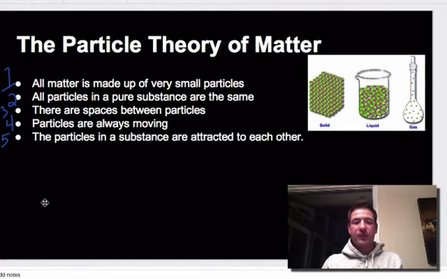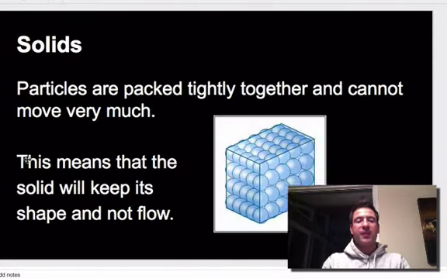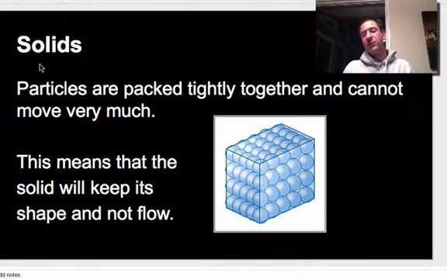Okay, so how do we keep particles in a solid together? Well, they're attracted to one another. They're tightly packed and they're attracted, and that's what holds them together. Okay, but how can we change this? And we'll talk about how we can alter something's state as we move about. So the 3 main states of matter are going to be solids, liquids, and gases. So first we're going to talk about solids.